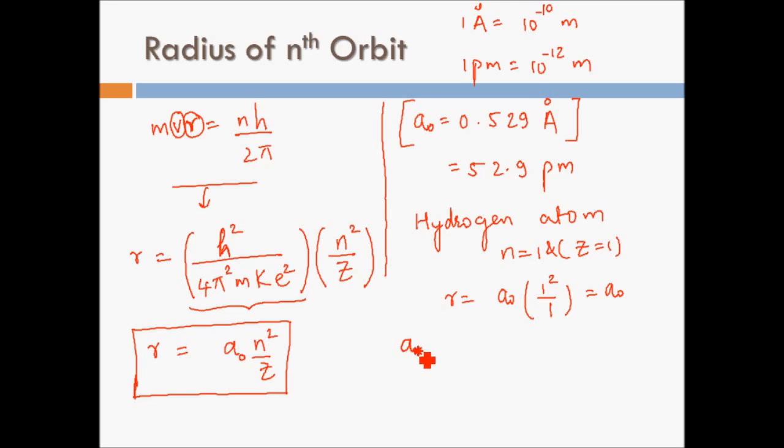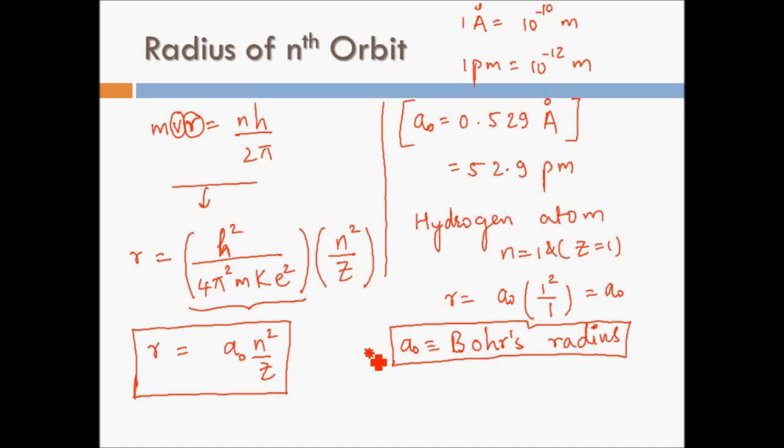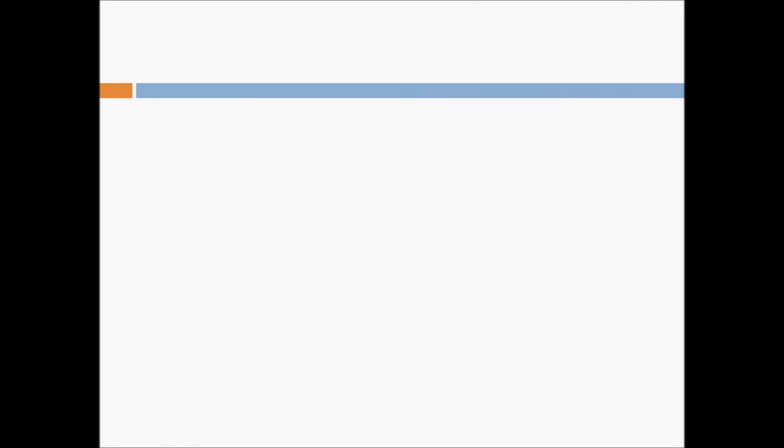This a naught is also called Bohr's radius. It has a separate name as Bohr's radius because Bohr gave his model for hydrogen atom, and hydrogen atom has only one electron in its first orbit. It has no electron in any other orbit. So this is basically the radius of the orbit in which the electron of hydrogen atom generally revolves. That is why you also have to remember its value because it is quite important for us. So let's analyze this velocity and radius from somewhat abstract perspective.